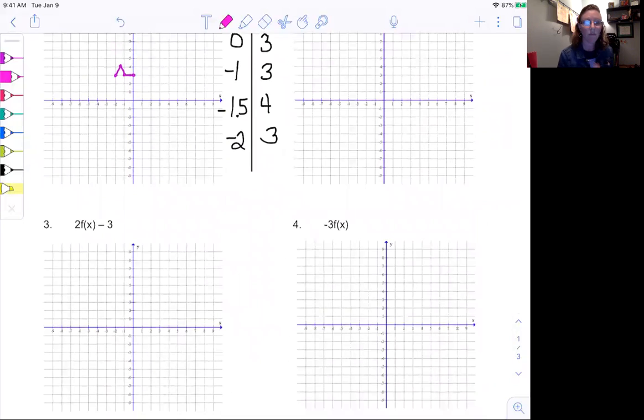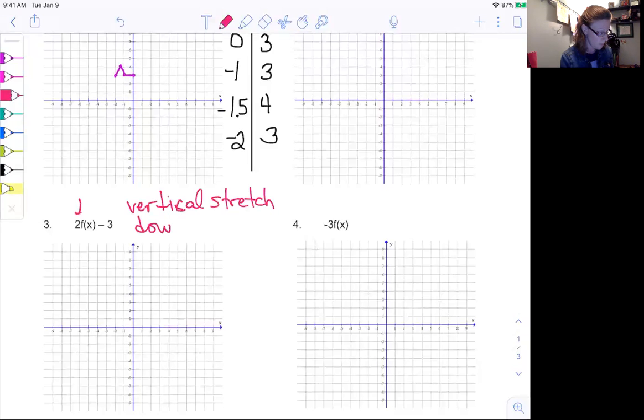Number 3, we have 2f of x and then -3. Nothing's inside the parentheses with the x, so the x values shouldn't change in your original ordered pairs. But the y values are being doubled, so we know this is a vertical stretch. And then it's moving down 3. So when you go to calculate your y's, you're doubling them first, and then you're subtracting 3 from them.